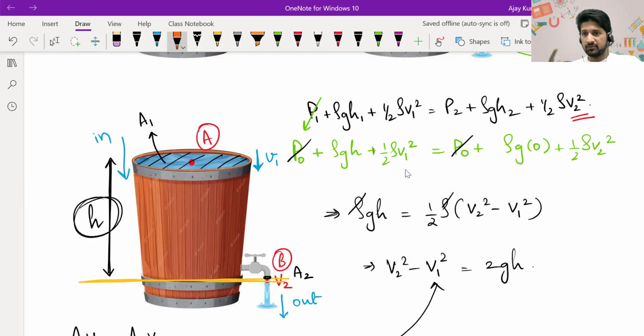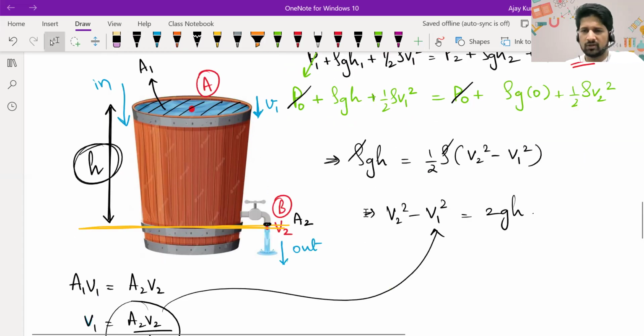Next, we assume the water is open to atmosphere when it comes out of the tap. If it's not, suppose it's connected to another pipe or something, then you won't be able to use this directly. Without knowing additional information, you won't be able to use this. Fine. So remember the conditions under which what you derived is applicable. This is most important if you are preparing for mains or advanced.